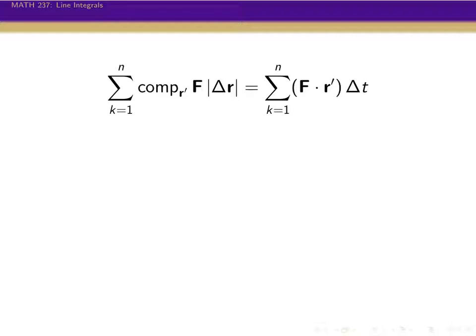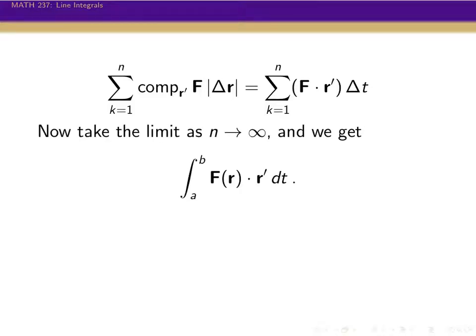And so now, this is a Riemann sum. We take the limit as n goes to infinity, and this is going to turn into this definition of a line integral that we had before. So this is our line integral over C of F dot dr. Okay. So that's the hand-wavy derivation.